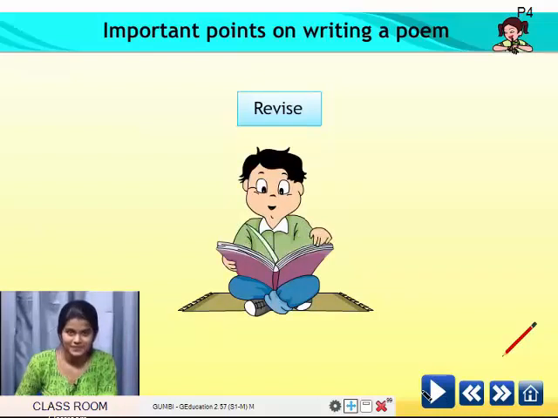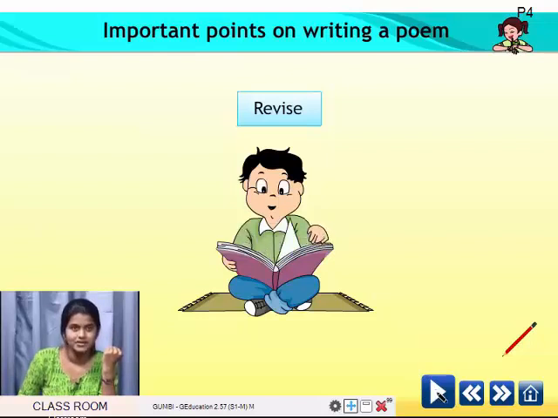So shall we revise the steps of writing a poem? Yes, we must revise now. I have told you the important points on writing a poem. What are those? Try to recall. What is the first point? Tell me, students, what is the first point? First of all, what must you do to write a poem?